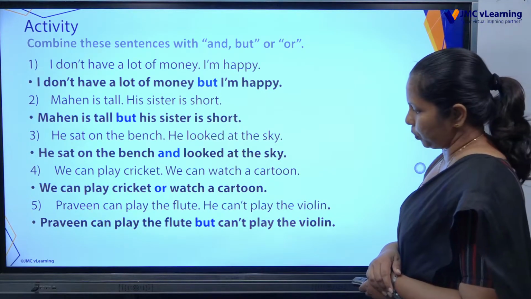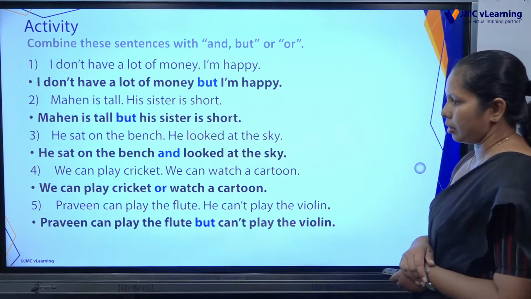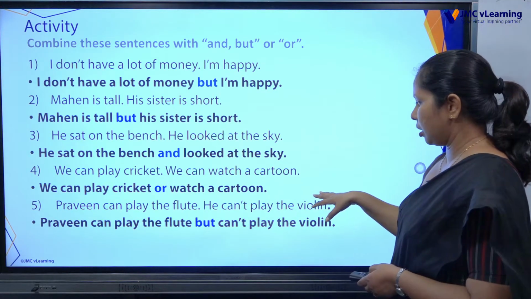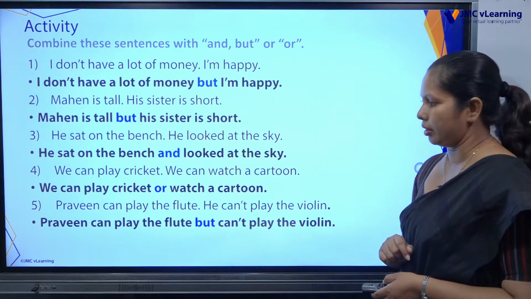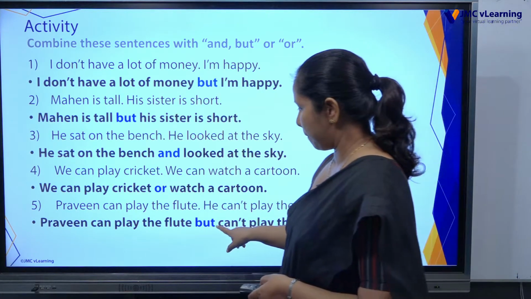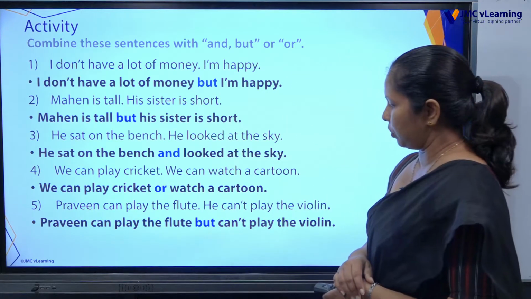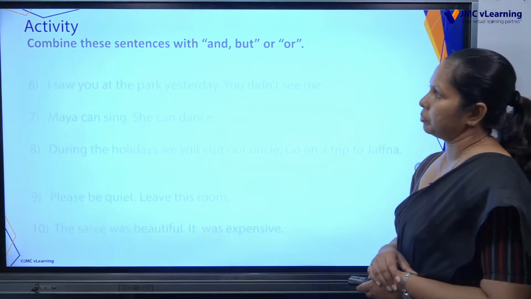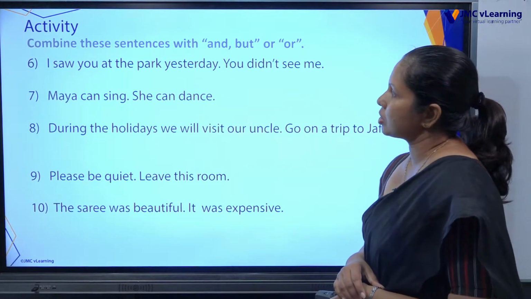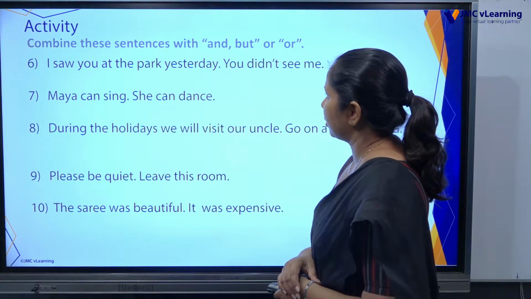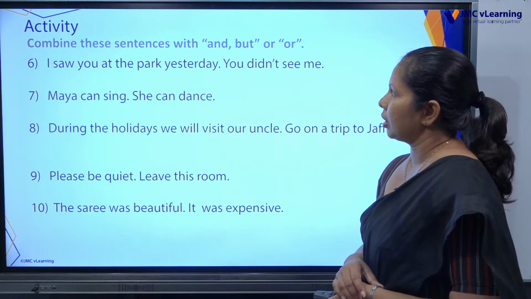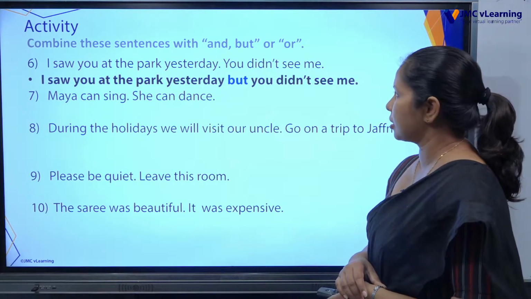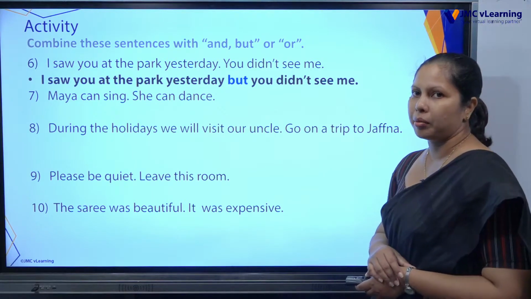Praveen can play the flute, he can't play the violin. So, here Praveen can do only one thing. He can only play the flute, he can't play the violin. So, we can use the conjunction but. Praveen can play the flute but can't play the violin. I saw you at the park yesterday. You didn't see me. I saw you at the park yesterday, but you didn't see me.